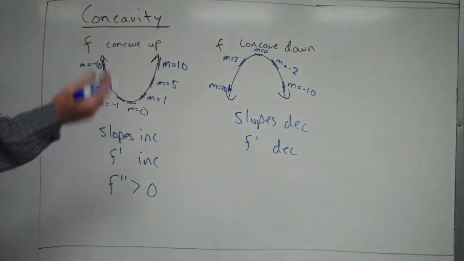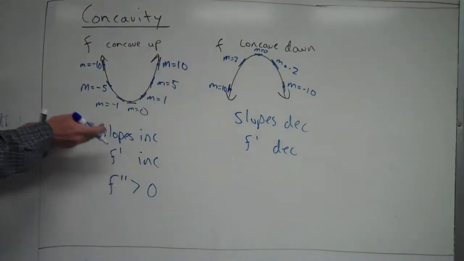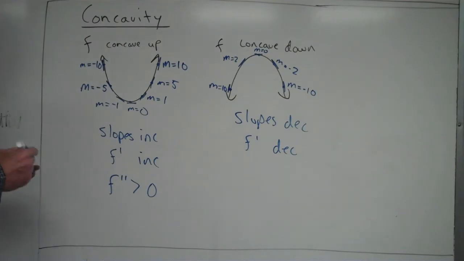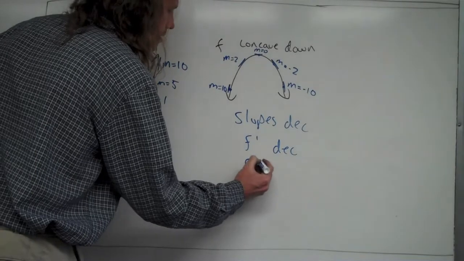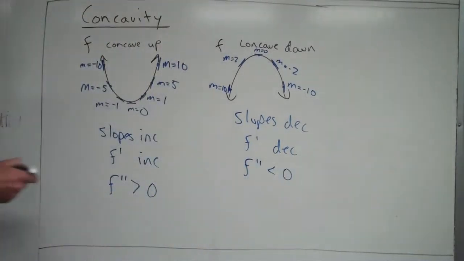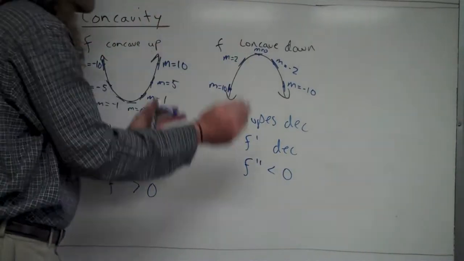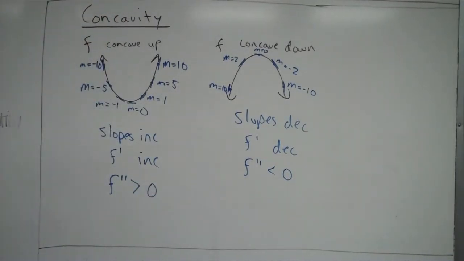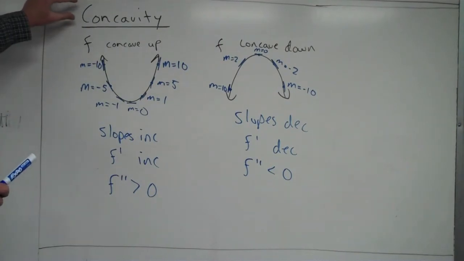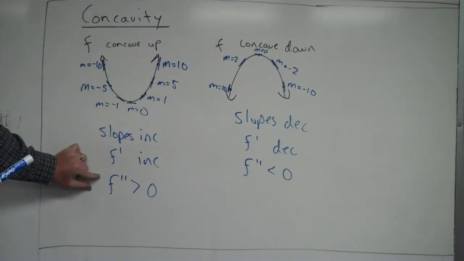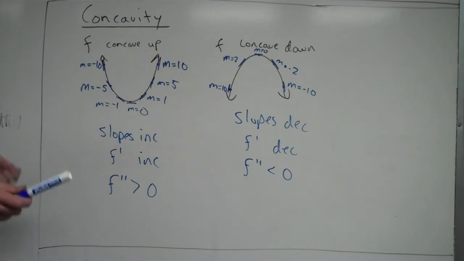Okay? And just like a second ago I said f prime is increasing when f double prime is greater than 0, well, that means that f prime would be decreasing when f double prime is less than 0. Okay? So a graph is concave down when its second derivative is less than 0. So we definitely need to associate concavity with the second derivative. And the sign of the second derivative determines whether the graph is concave up or concave down.